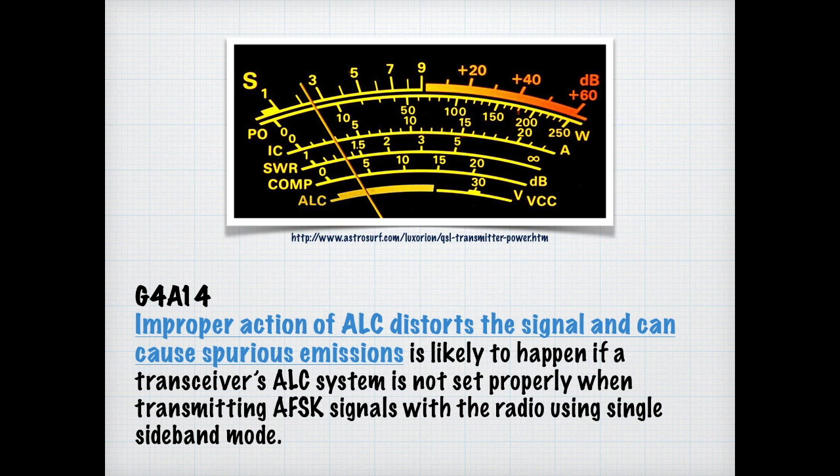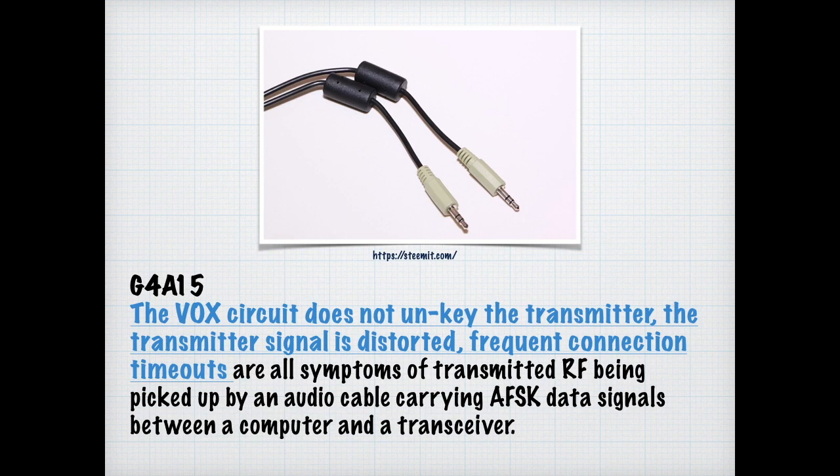Now, RF gets into everything, particularly with audio cables. In the picture here, it has ferrite beads that get rid of a lot of RF. Before the exam, you need to know that a VOX circuit does not unkey the transmitter, the transmitter signal is distorted, or a frequency connection times out are all symptoms of RF getting into your audio cables when you're using data modes like AFSK with your computer and your transceiver.